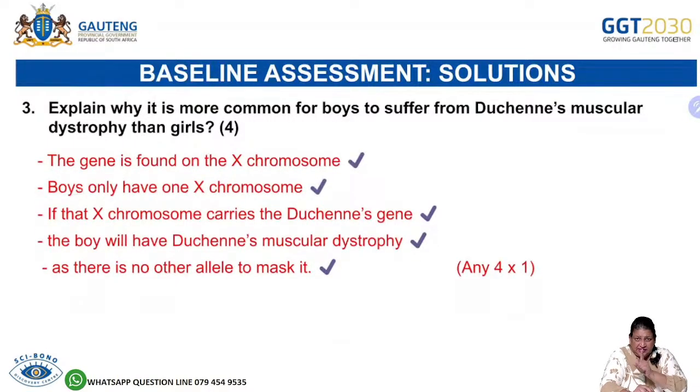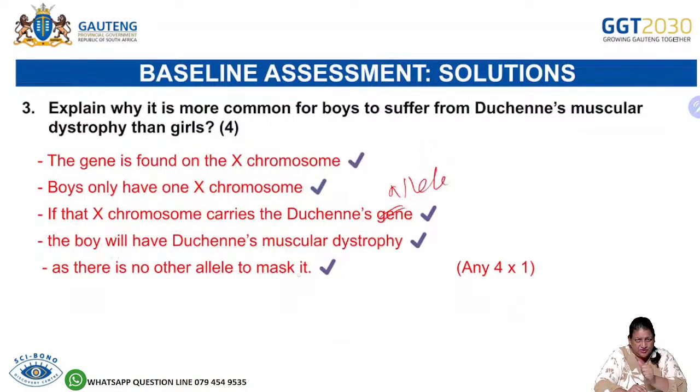Because you must say that this disease is actually a gene mutation on the X chromosome. Boys only have one X chromosome. So if that chromosome carries the Duchenne's allele, you won't say gene, it's allele, the boy will have Duchenne's muscular dystrophy because there's no other allele to mask it. Okay? So remember, you're going to say Duchenne's disorder is caused by a recessive allele on the X chromosome.